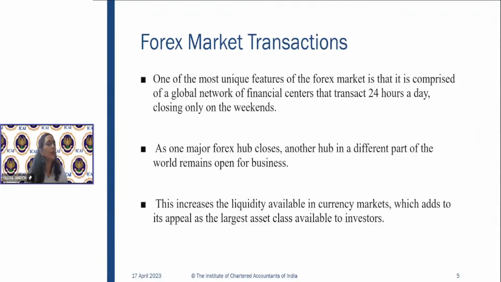So what is unique about this foreign exchange market? It is 24 hours. You can transact 24 hours, except on weekends. So on Saturdays and Sundays, it remains closed. Otherwise, it works 24 into 7 hours, across the world. So normally the market never gets closed. Because it's across the world, no? एक country में close होगा, दूसरे में ऊपर जाएगा, and so on and so on. So that is why this foreign exchange transaction market is open 24 into 7.